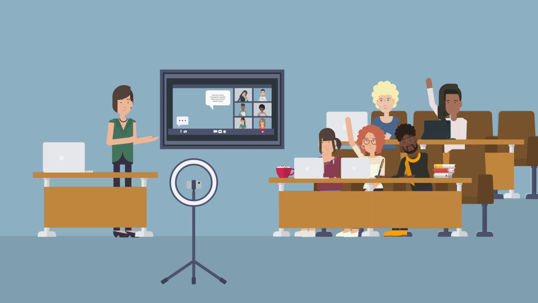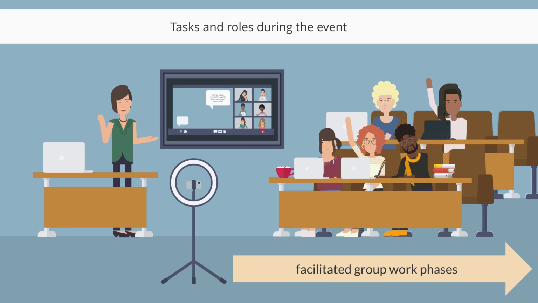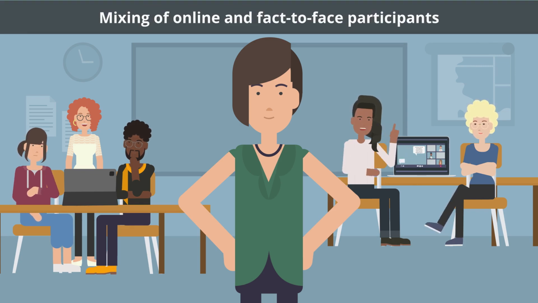During your first hybrid event, keep in mind to distribute tasks and roles during the event. This is especially true for scenarios involving group work phases that need to be facilitated. In a synchronous hybrid setting, the interaction between online and on-site participants is somewhat more complex. However, it is important and desirable to enable these groups to intermingle.